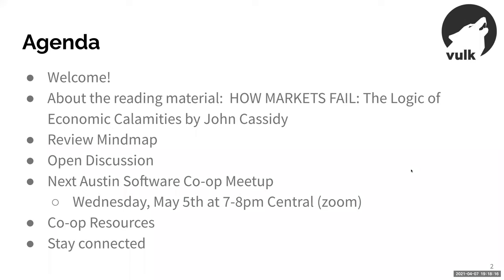Today we're talking about a book by the name of How Markets Fail, The Logic of Economic Calamities by John Cassidy. We've prepared a mind map, and this is going to be pretty conversational today. I think it's best because this book goes over a lot of economic history and concepts, definitely opinionated, just by the nature of economics, but I think it's fun.